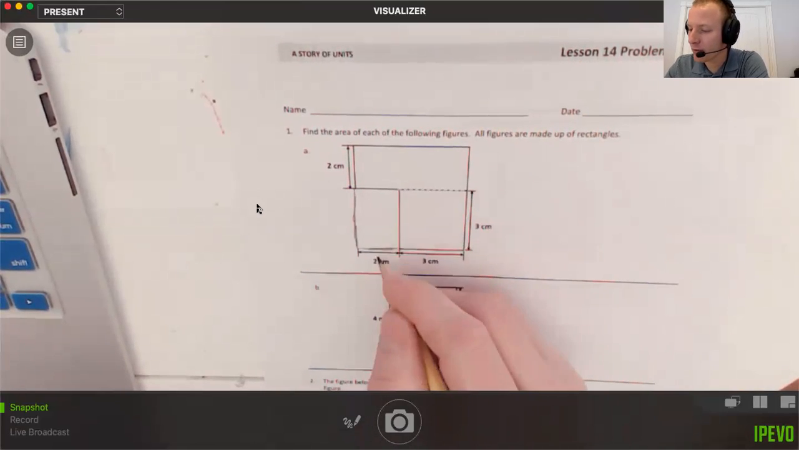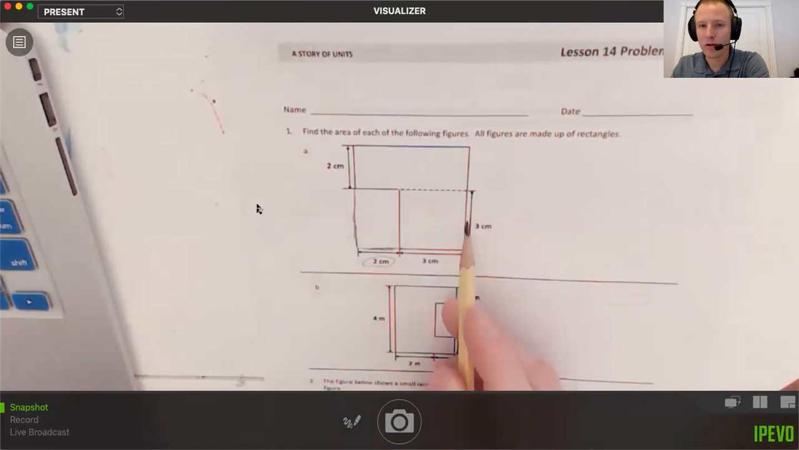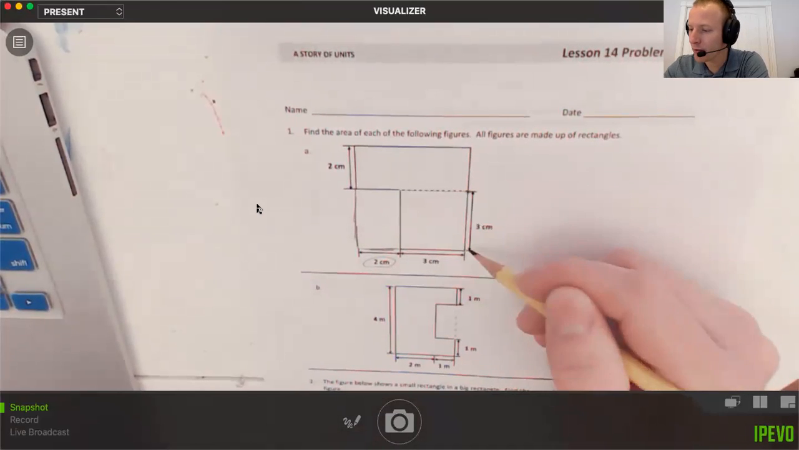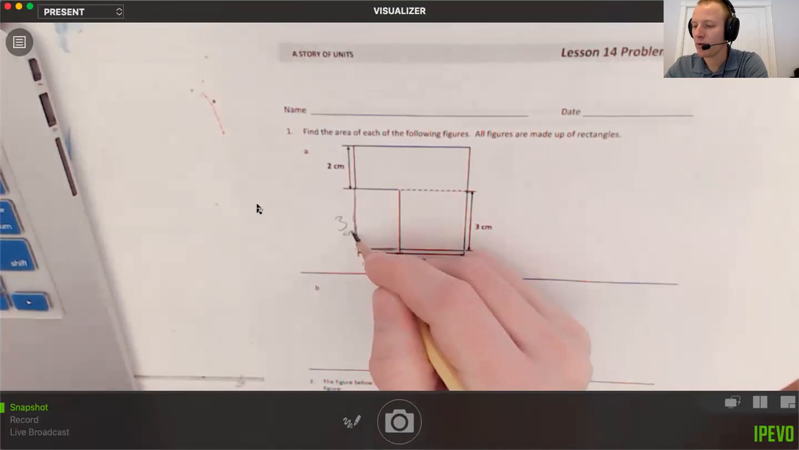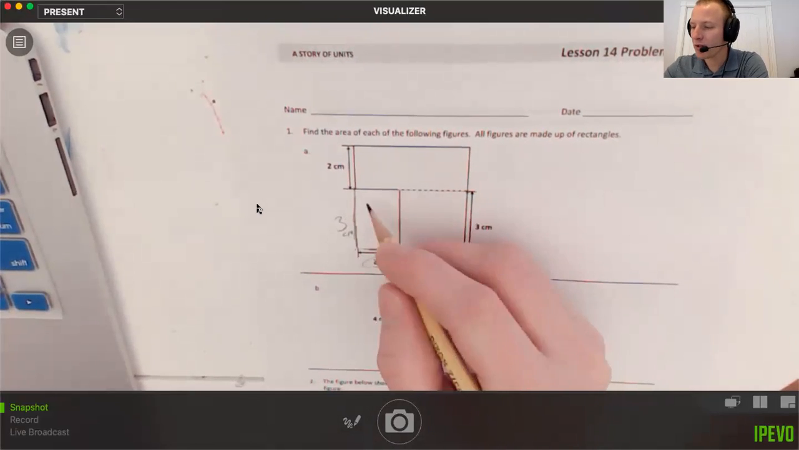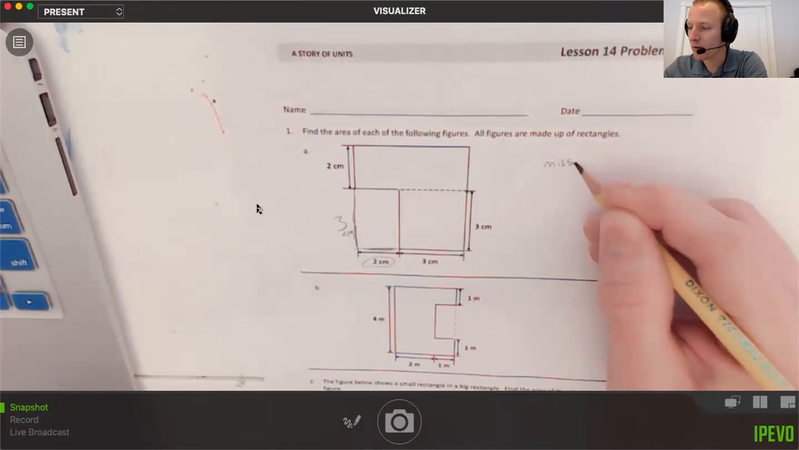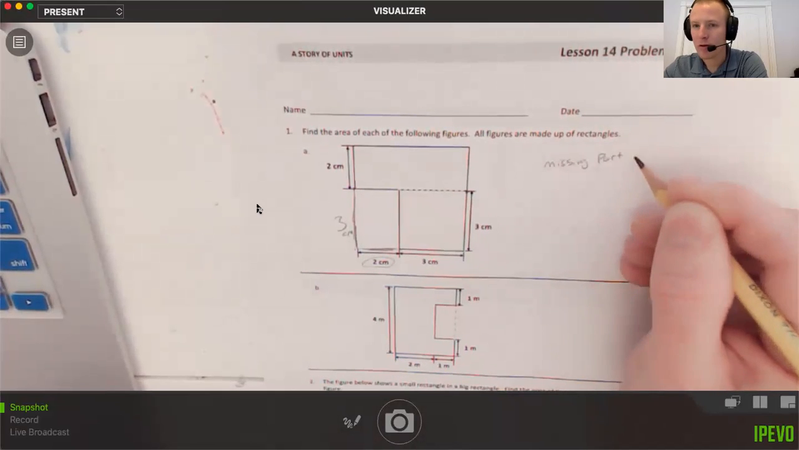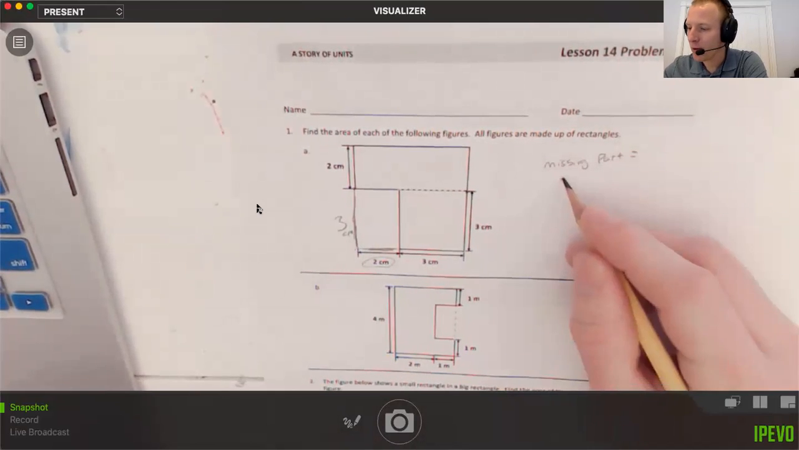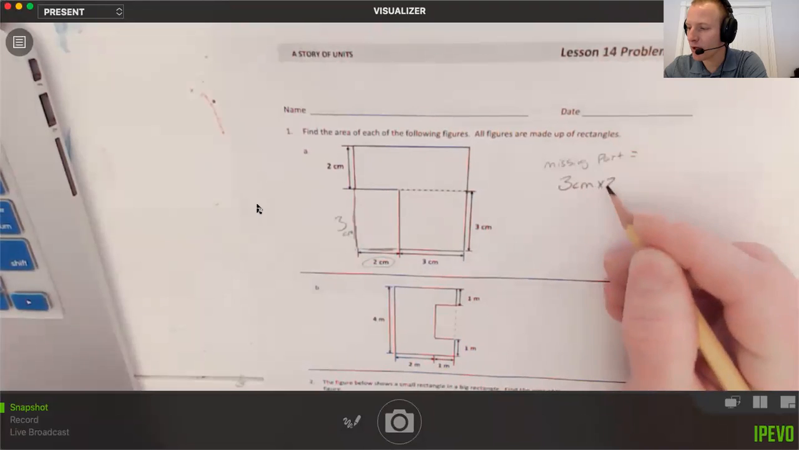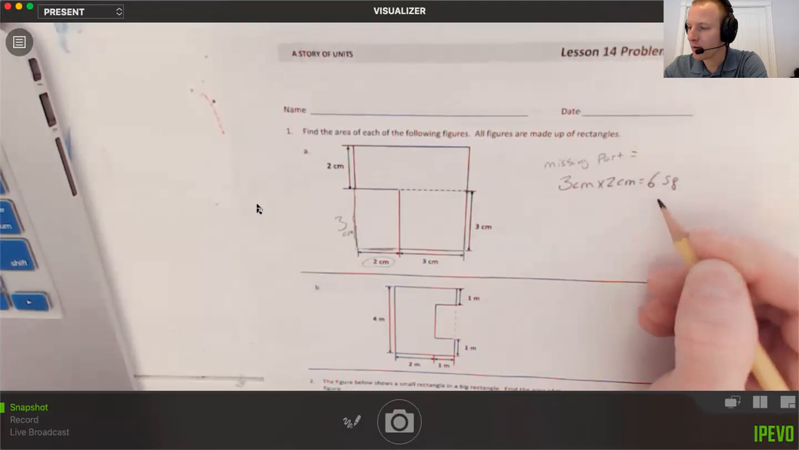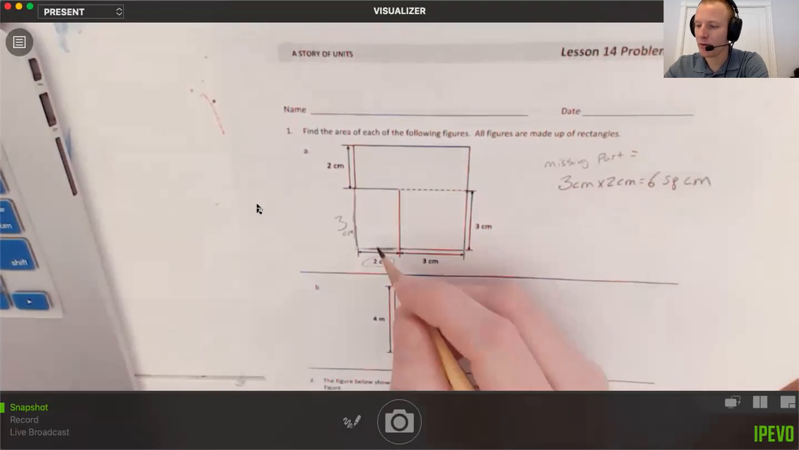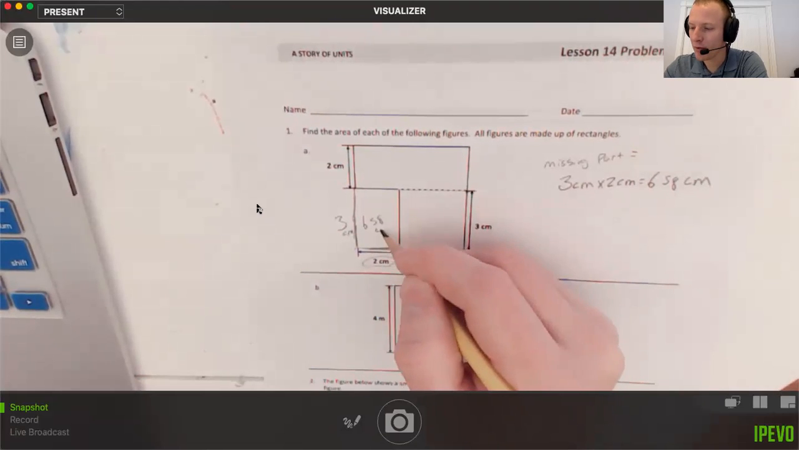We already know that this right here is 2. So that side length is 2. And if this from here to here is 3 centimeters, then on this side, this is 3 centimeters. So I can already tell you that the missing part equals 3 centimeters times 2 centimeters equals 6 square centimeters.